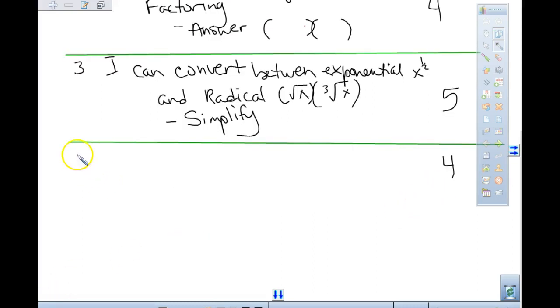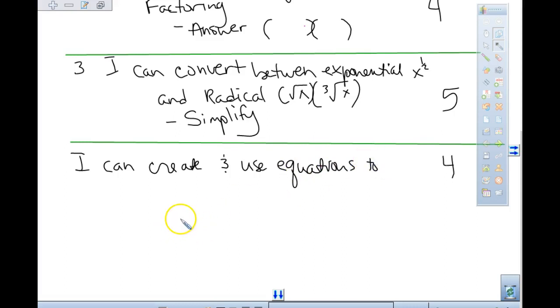And use equations to model and solve. We have to create them, we have to solve, like we did in the last one, real world problems.